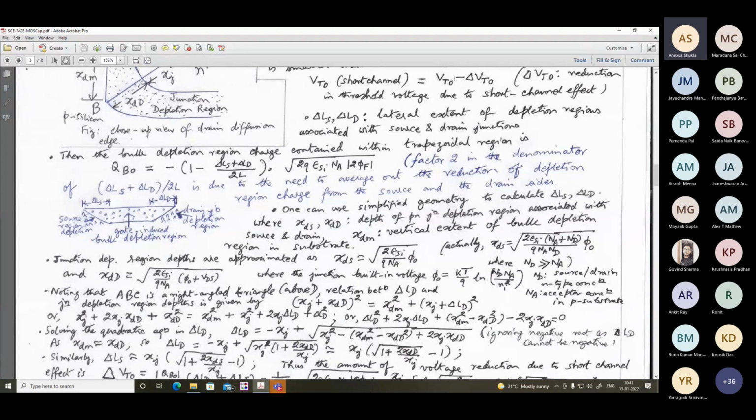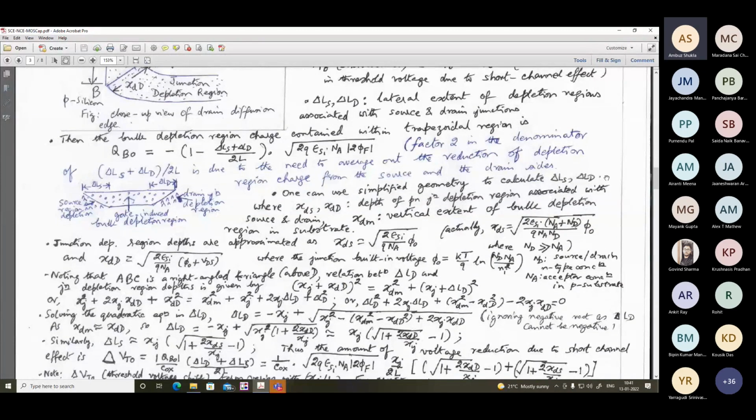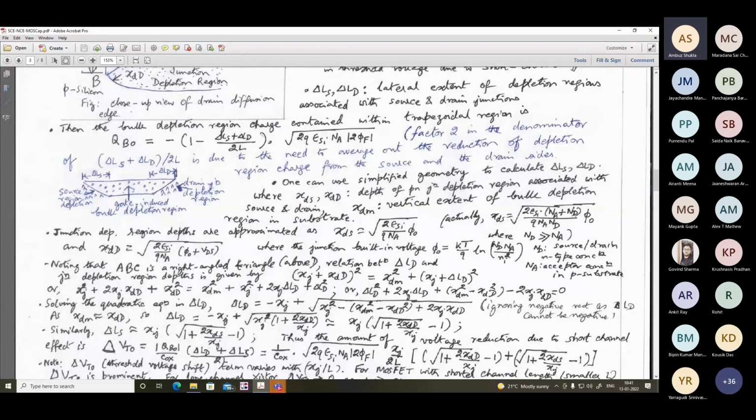Where XDS and XDD are the depth of the p-n junction depletion region associated with the source and drain junction. And XDM is the vertical extent. This we have stated earlier. Now, what is the expression of XDS? That means XDS is what? The extent of depletion region on the source side. That we write, although we are writing in a simplified manner, as root over 2 epsilon Si by Q into phi 0. But actually, this is this.